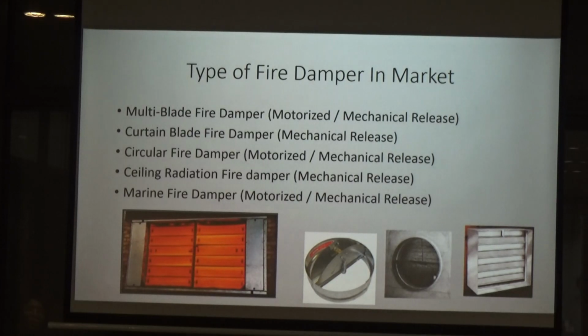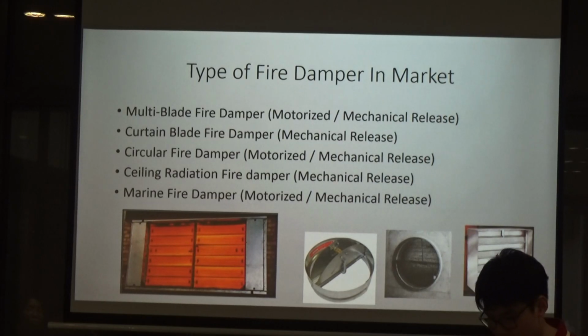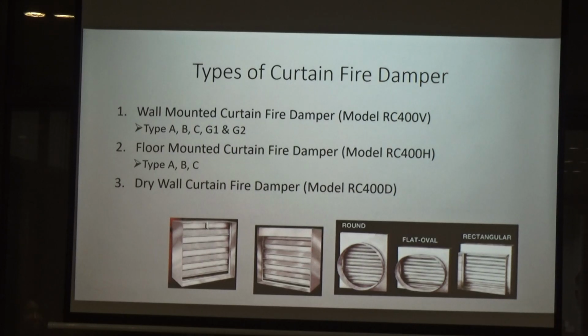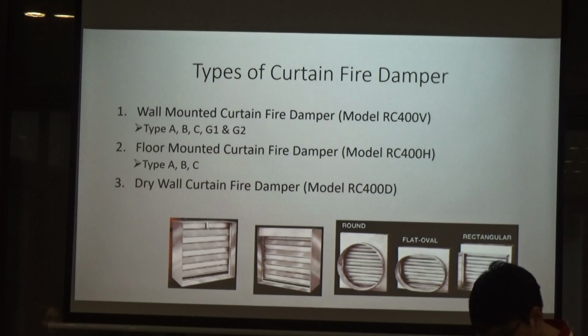In the market there are various types of fire damper. This is the fire damper for OLS. We have 3 different types: the RC400V, type ABC, G1, G2, and floor mounted; the RC400H, type ABC; and the drywall curtain fire damper. This one is type A, this one is type B, and this one is type C.